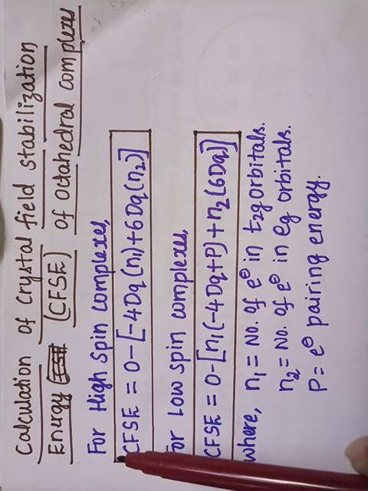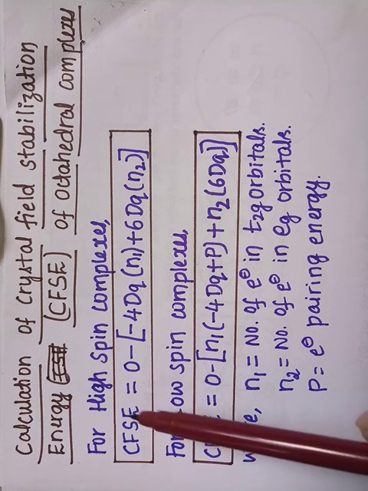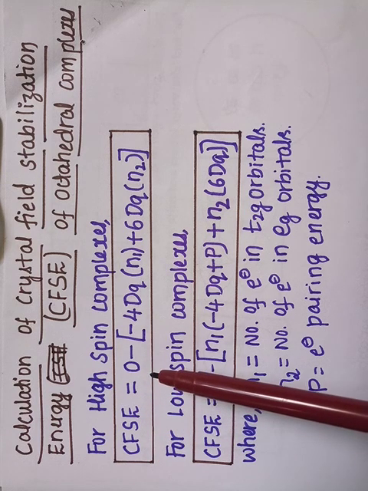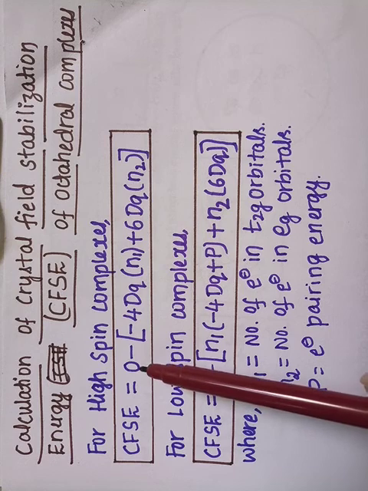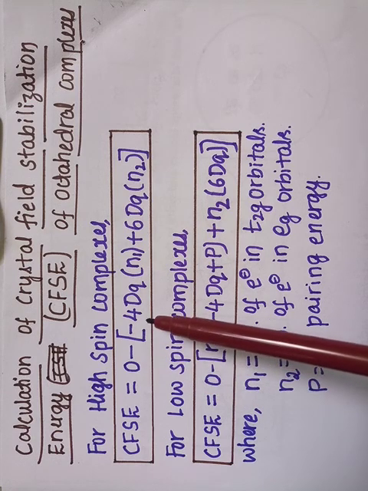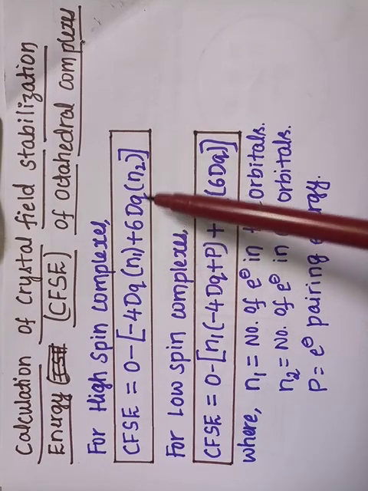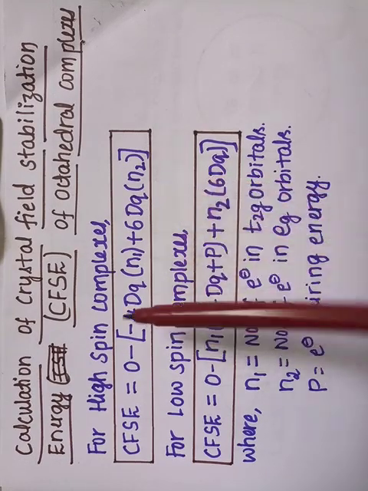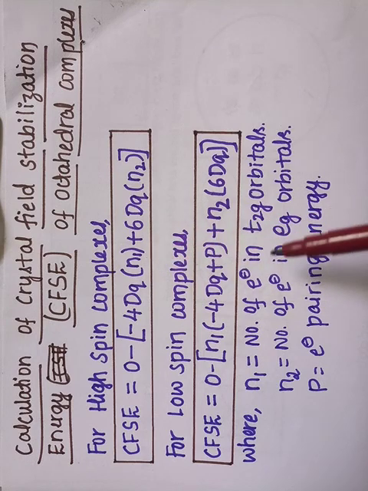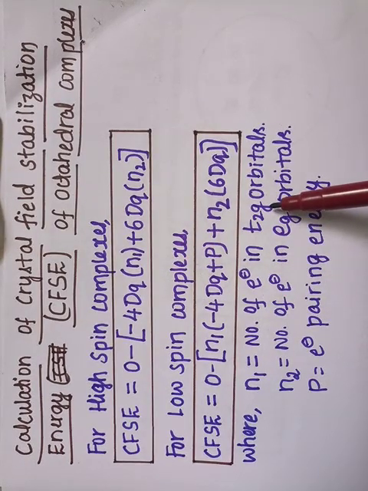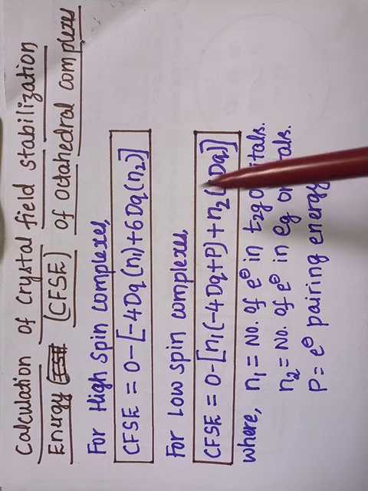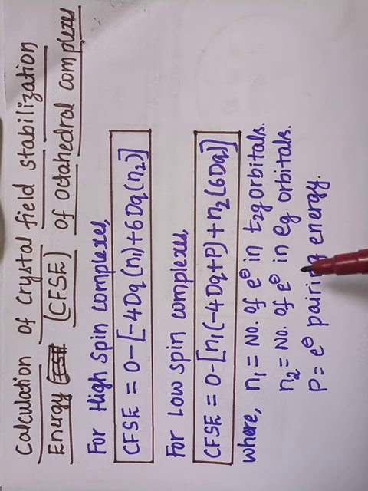To calculate the crystal field stabilization energy in the case of high spin complexes, we have the formula: CFSE = 0 minus 4 Dq into n1 plus 6 Dq into n2. Here n1 is the number of electrons in the t2g orbitals and n2 is the number of electrons in the eg orbitals.